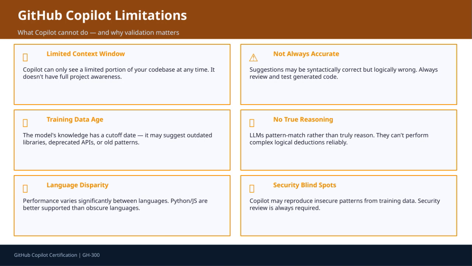Finally, keep in mind that Copilot can have security blind spots. It might inadvertently reproduce insecure coding patterns from its training data, so any code it generates should undergo a thorough security review to ensure it meets your standards. Understanding these limitations helps us use GitHub Copilot more effectively and responsibly, ensuring it enhances our workflow without compromising quality or security.